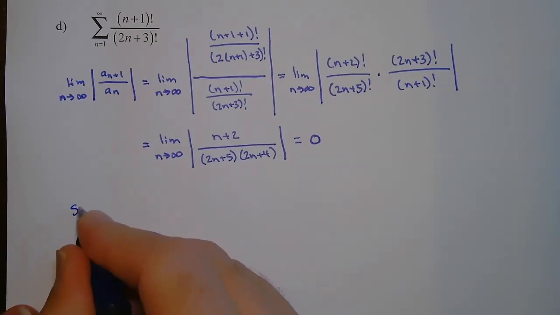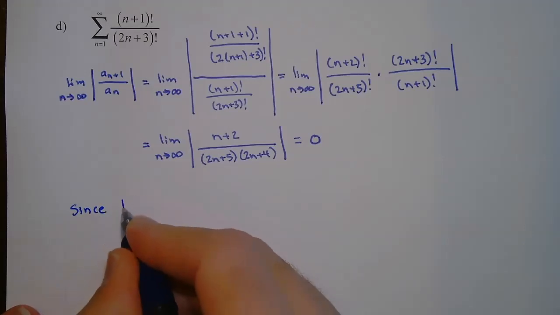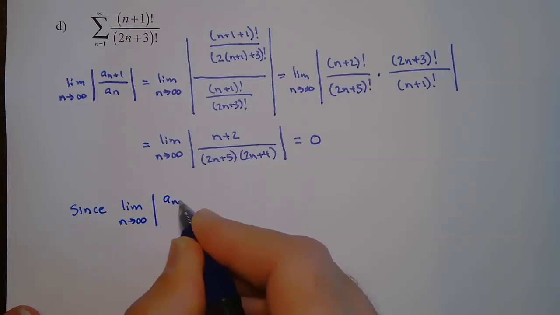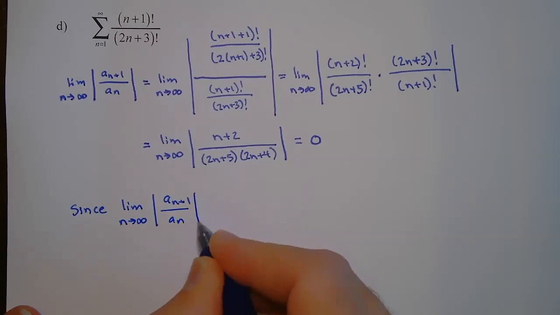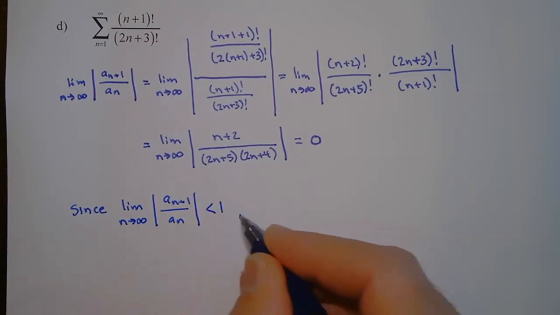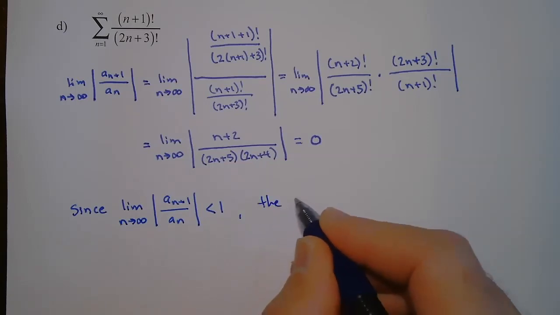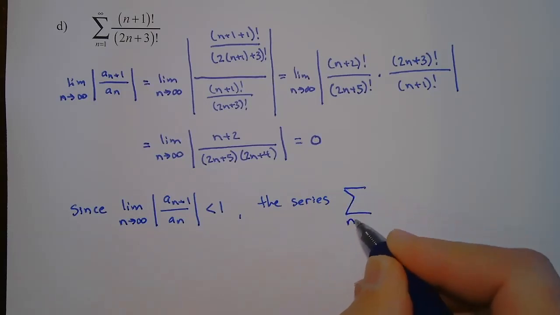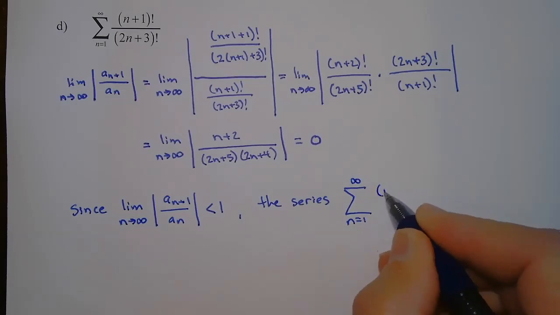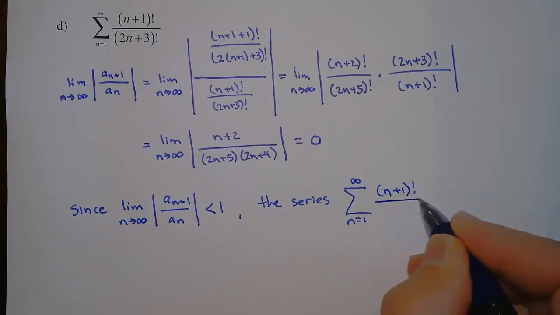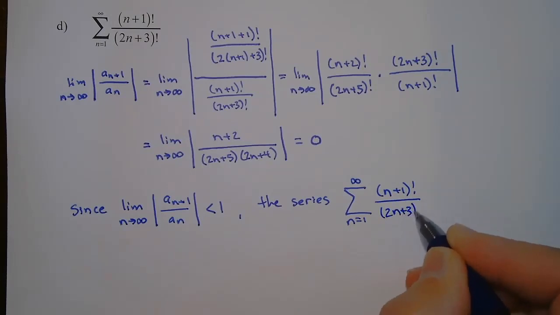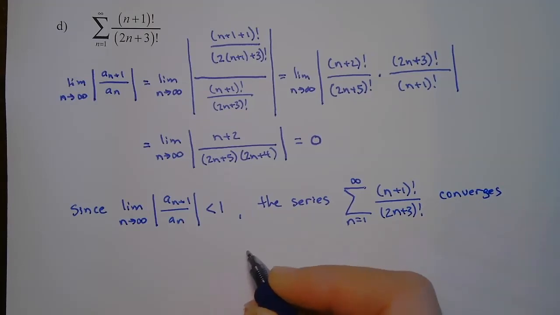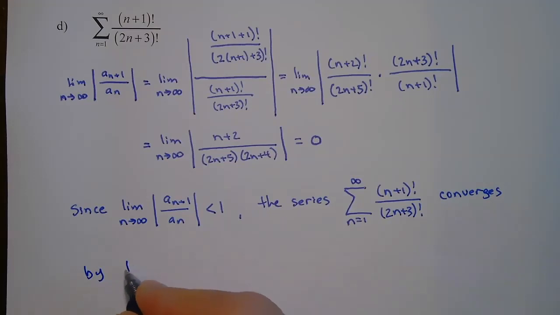So since the limit as n goes to infinity of the absolute value of a sub n plus 1 over a sub n is less than 1, we know the series sigma n equals 1 to infinity of (n plus 1) factorial over (2n plus 3) factorial converges by the ratio test.